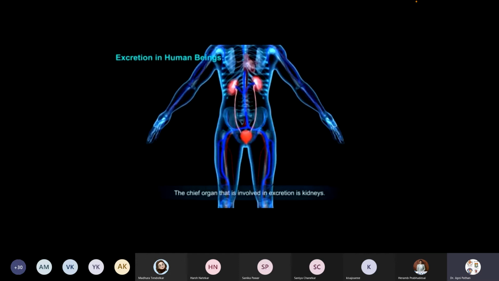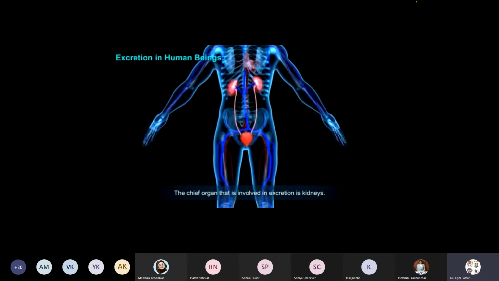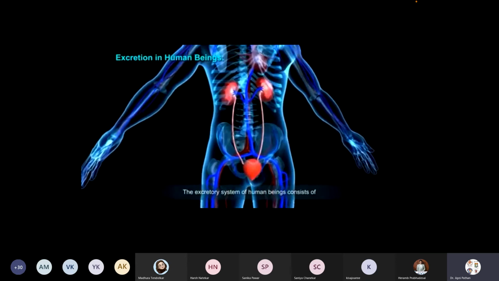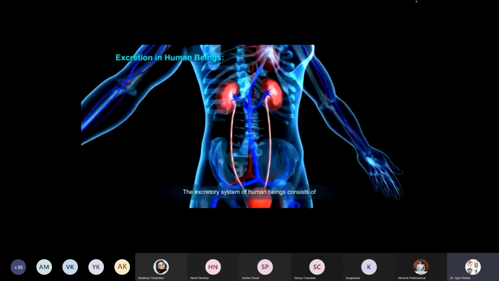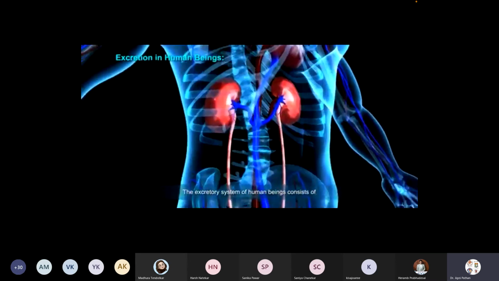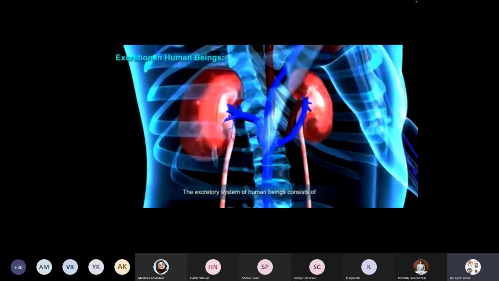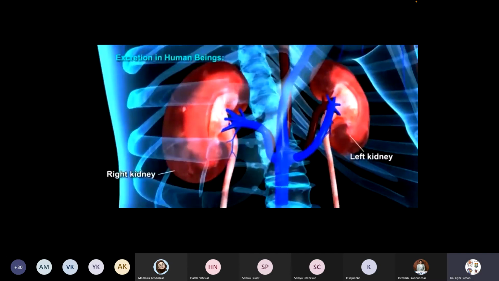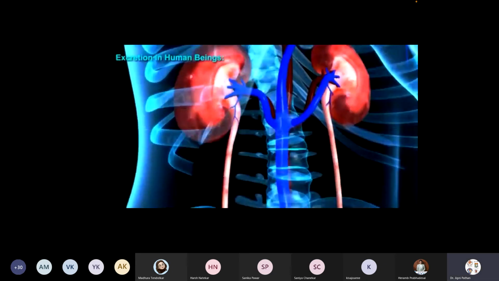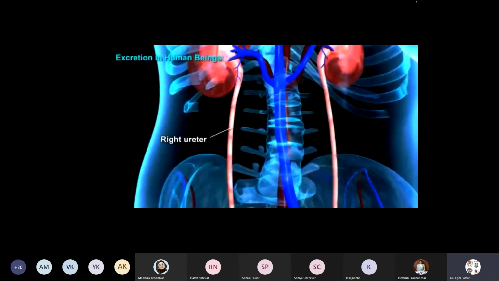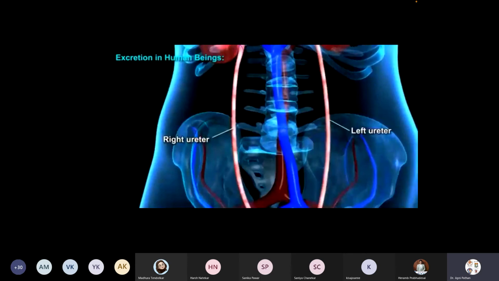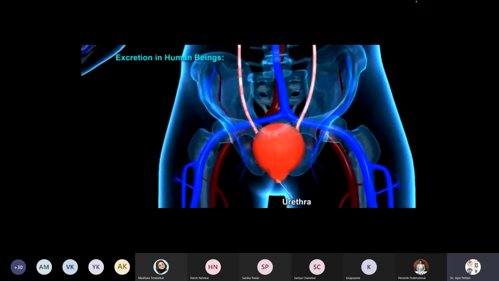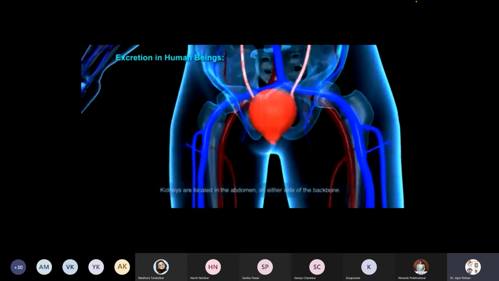Excretion in human beings. The chief organ that is involved in excretion is kidneys. The excretory system of human beings consists of: 1. A pair of kidneys, right kidney and left kidney. 2. A pair of ureters, right ureter and left ureter. 3. A urinary bladder. 4. A urethra.